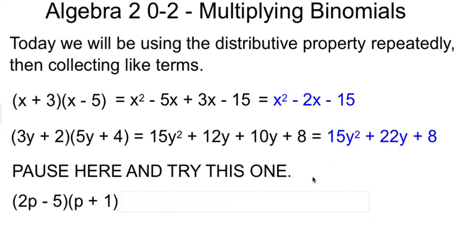What I would like to have you do here, and you'll see this on a number of videos as we go through the year, is to pause the video at this point and work this problem, 2p minus 5 times p plus 1. And then when you've finished, resume the video and check your results.